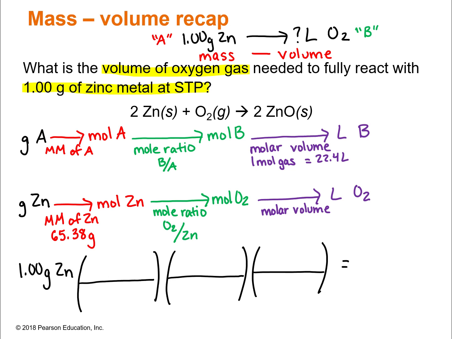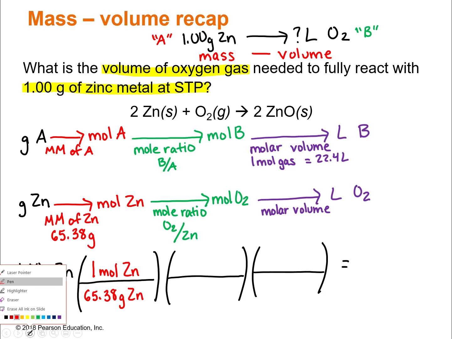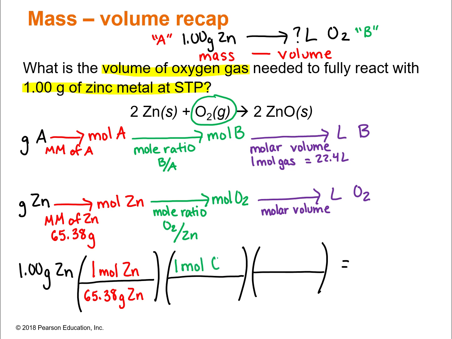First, we deal with converting grams to moles with the zinc. Then we deal with the mole ratio. We said it would be oxygen gas over zinc. Here's oxygen gas. There's no coefficient in front, so that means I should write 1 mole. With zinc, there's a 2 in front. 2 moles of zinc.